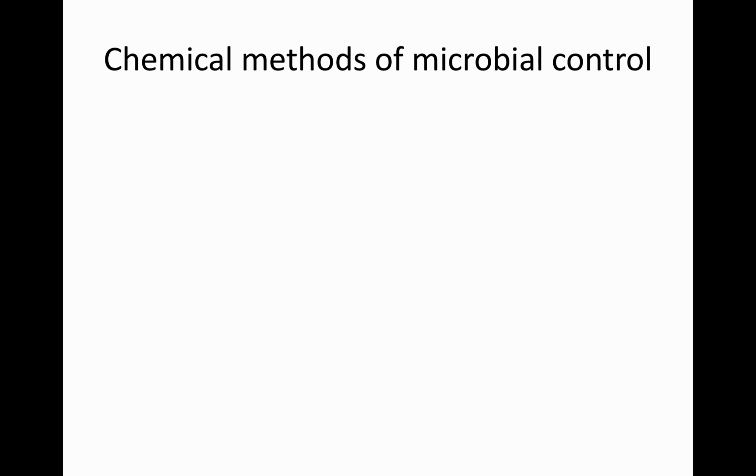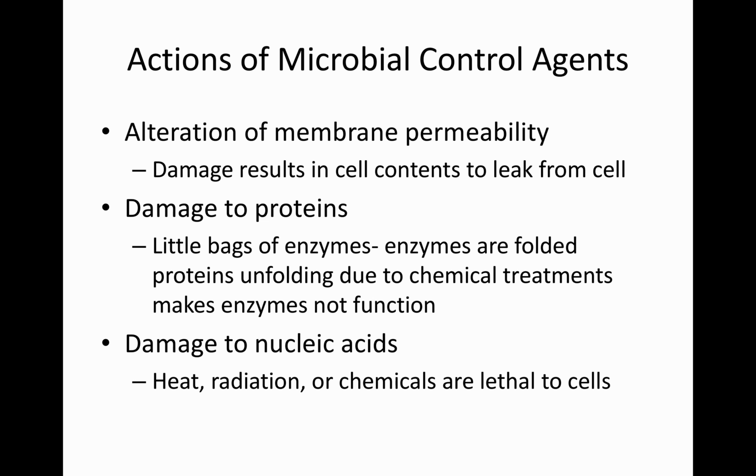Some chemical methods of microbial control, these chemicals alter the permeability of the cell membranes and damage the cell membrane, which results in the cell contents leaking from the cell. Also, they can damage proteins, so they can denature proteins or damage nucleic acids as well.